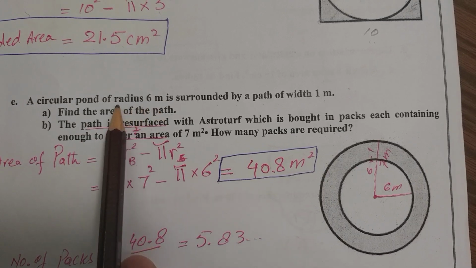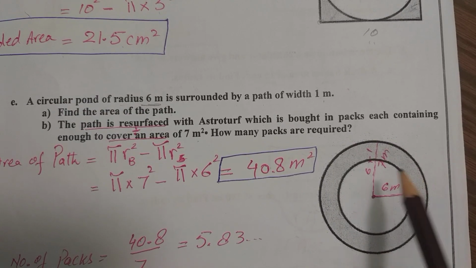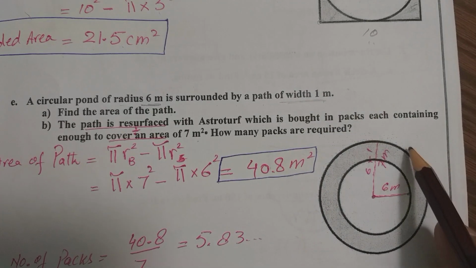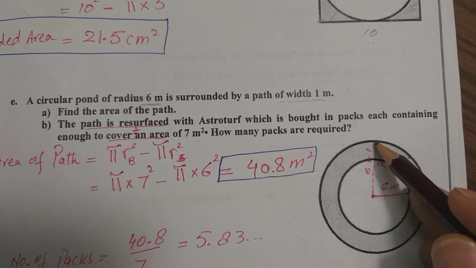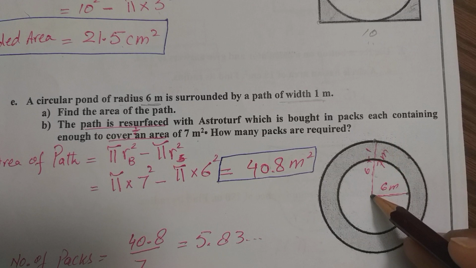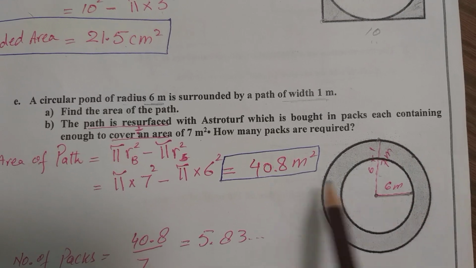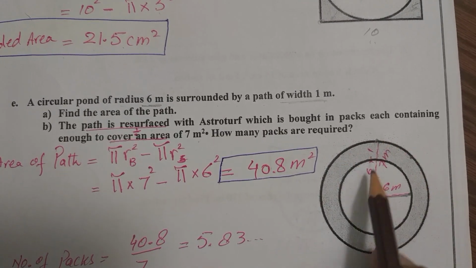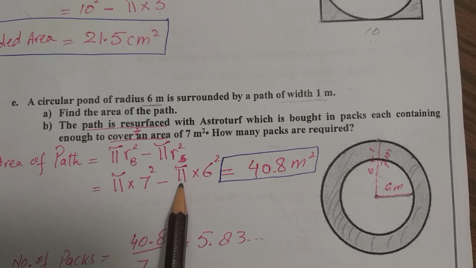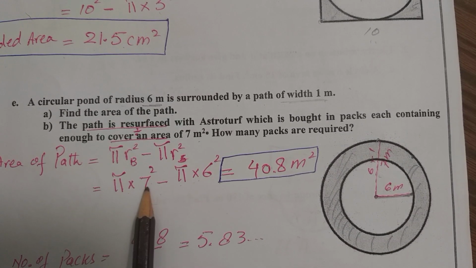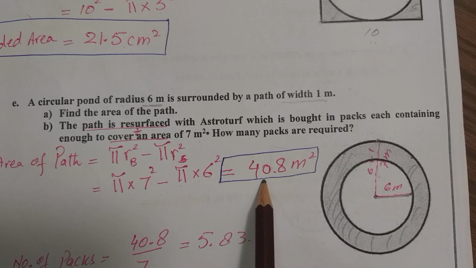The circular pond has a radius of 6 meter, and the path surrounding it has a width of 1 meter. So 6 plus 1 makes the total length 7. The outer circle has a radius of 7 and the inner circle has a radius of 6. We know the area of a circle is pi r square, so the bigger one minus the smaller one gives you the shaded area. So pi r square minus pi r square, where r is 7 for the bigger and 6 for the smaller. Simplify, and you find the area of the path, which is 40.8 meters square.